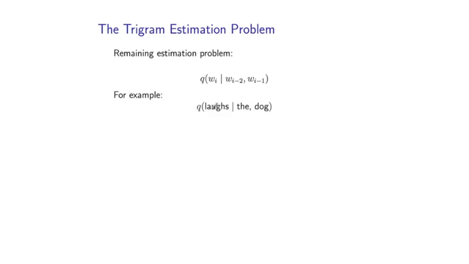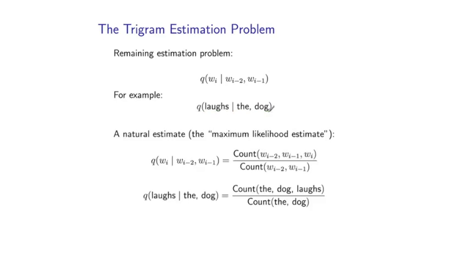So, for example, we might want to estimate the probability of laughs, given that the previous two words were the and dog. And we'll spend quite a lot of time on this estimation problem, and it turns out to be quite a challenging problem. Let's first talk, though, about a very natural estimate for this quantity, and this is often referred to as the maximum likelihood estimate, and it's really a very intuitive estimate.